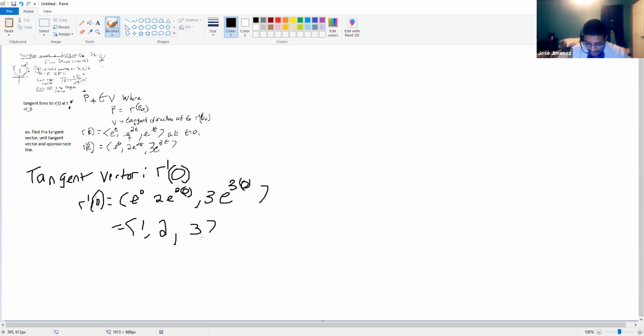And a vector of 1, 2, 3 is just basically a vector of 1, 2, 3. Cool. Now, watch. So basically what we found there is the tangent vector. Now if we want to find the unit vector, all we're going to do is take that specific vector that we just found and put it over the norm of that vector. So that's going to be vector 1, 2, 3 all over the magnitude of 1, 2, 3.